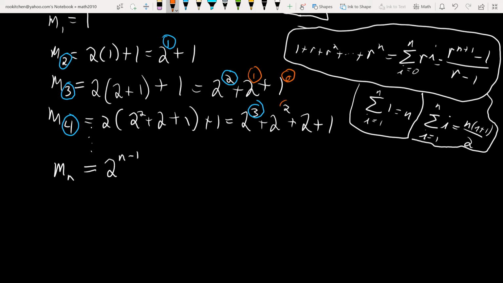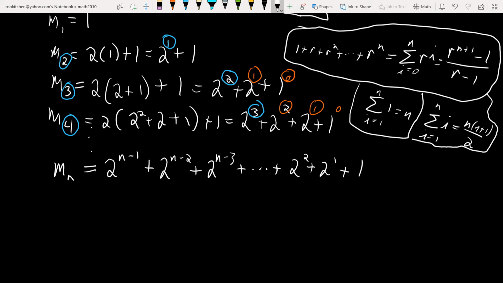Down here, 3 times 2, 3, then 2, then 1, then 0, right? So our terms here will be 2 to the n minus 1 plus 2 to the n minus 2 plus 2 to the n minus 3 plus dot dot dot plus, and it always ends in 2 squared plus 2 to the 1 plus 1, right? Okay, so this is a formula for m sub n, but we don't want that dot dot dot in the middle.